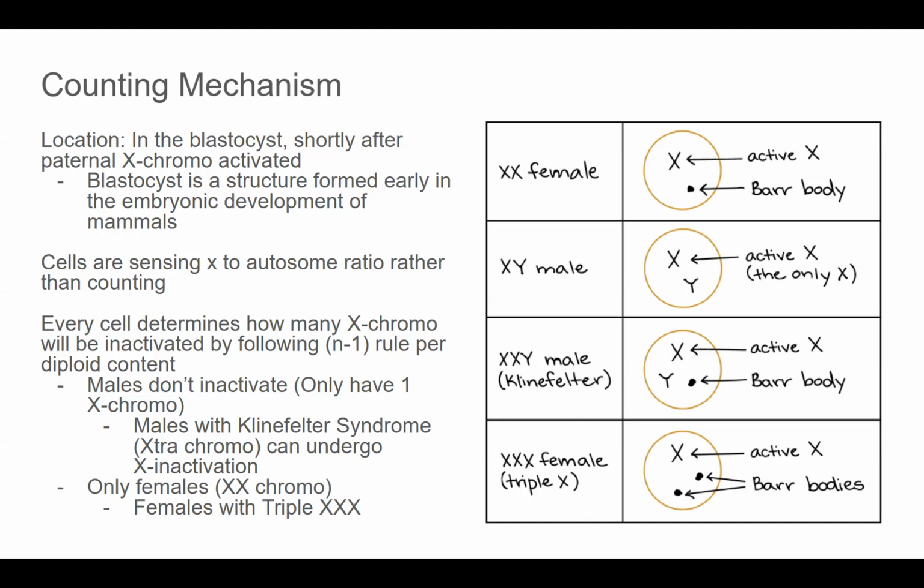As for females, they have two X chromosomes. So, for example, because they have two X chromosomes, by following the rule, only one of them would be active. And like we learned in class as well, females with the triple X, because they have three, if we follow the rule, they would have two inactive Barr bodies, as shown in the picture right here.